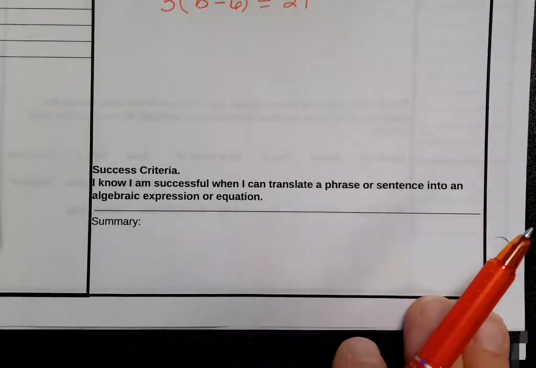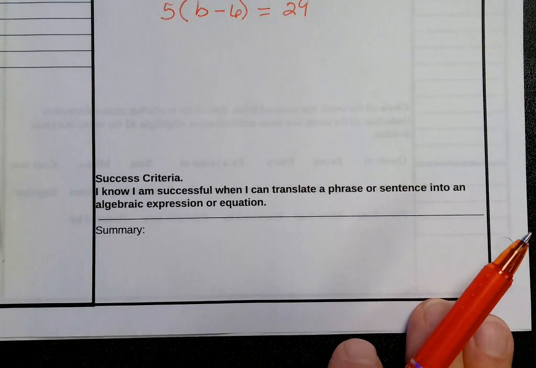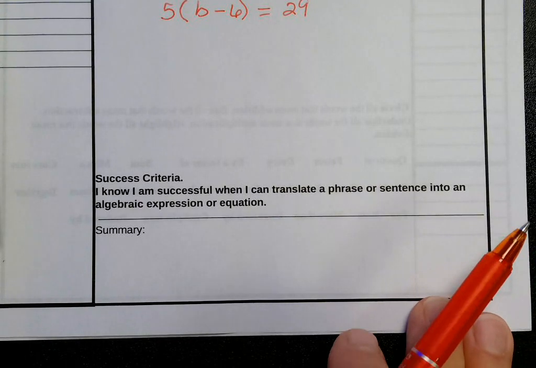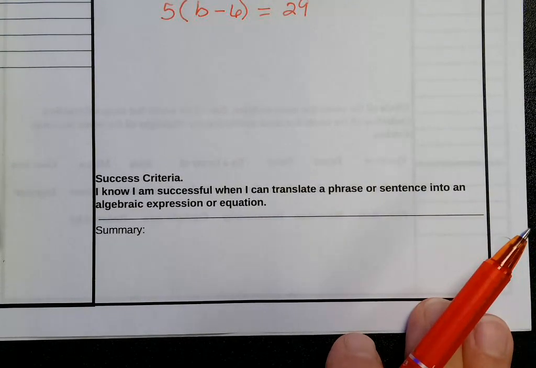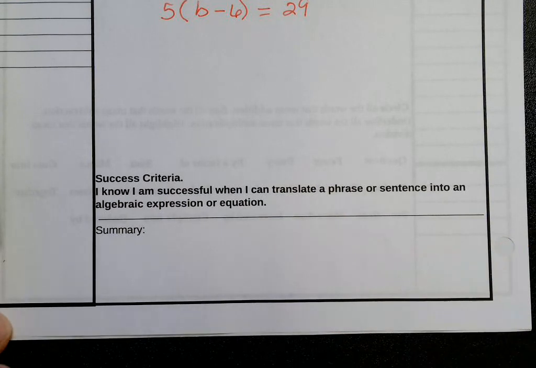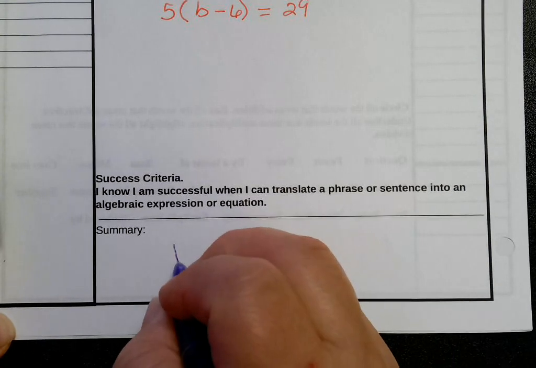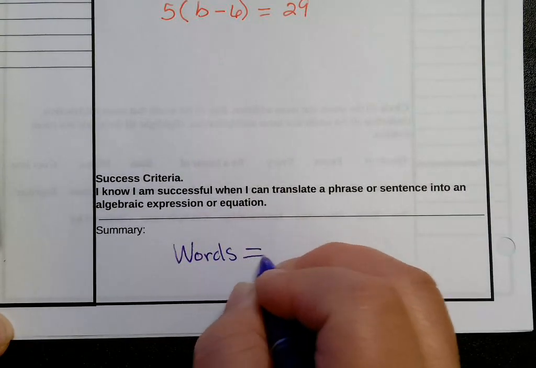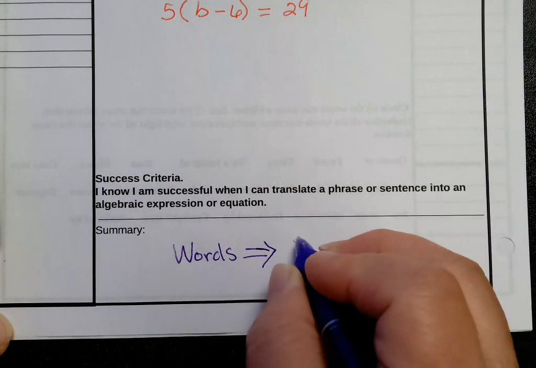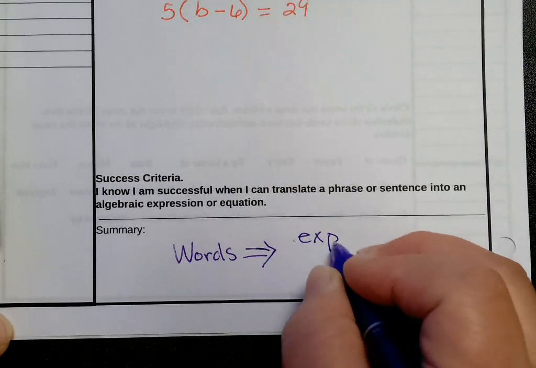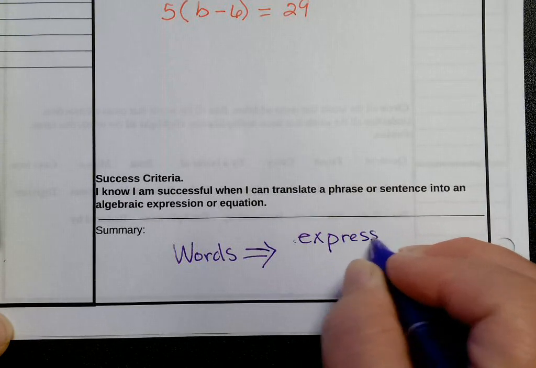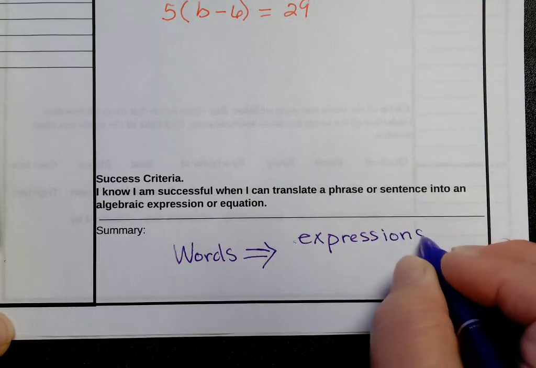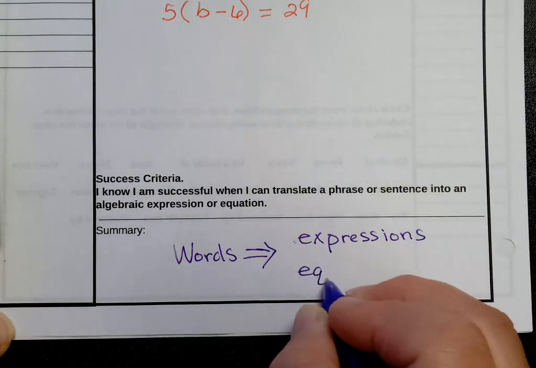How do you know you're successful? I know I am successful when I can translate a phrase or sentence into an algebraic expression or equation. So we are taking words and we are changing them into expressions or equations.